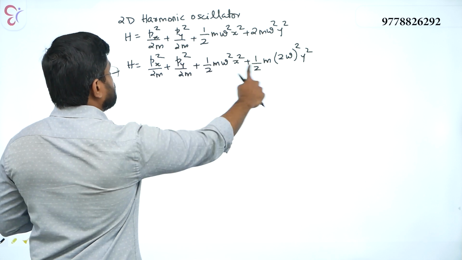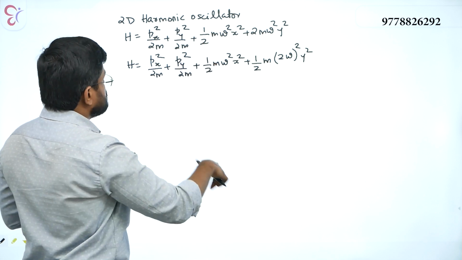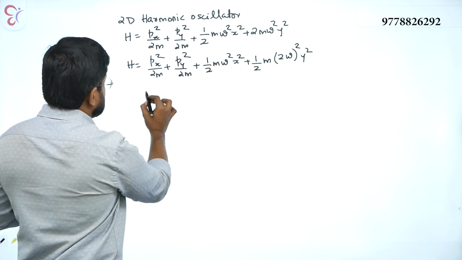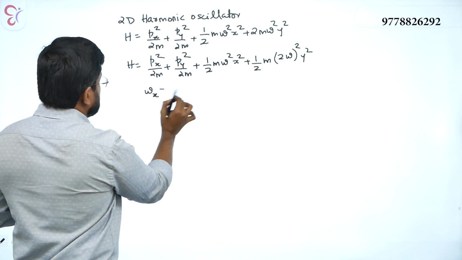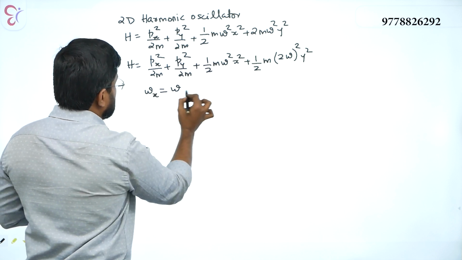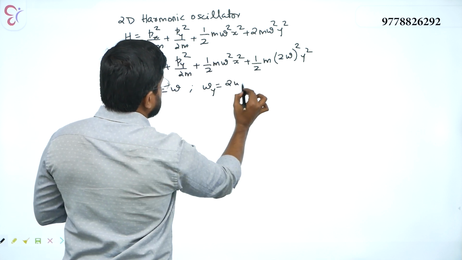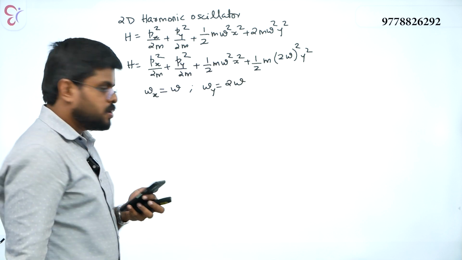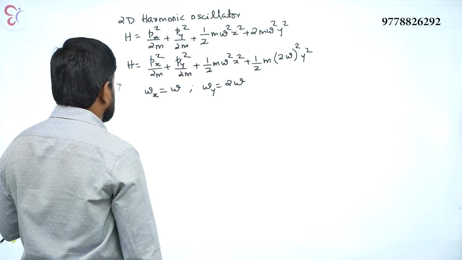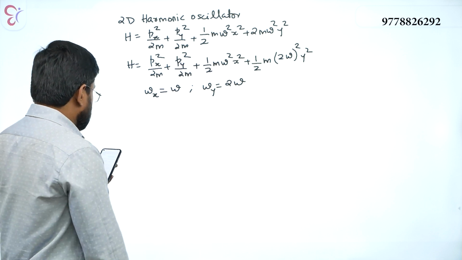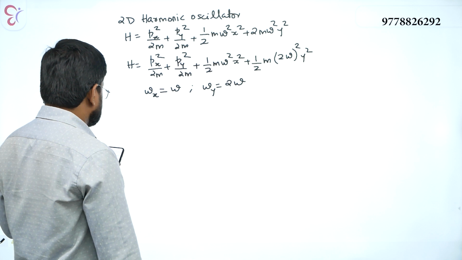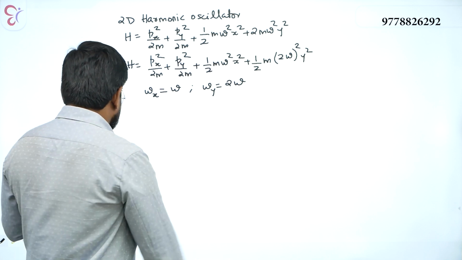So now this is of the same form that we have studied. So from this you can understand the value of omega x. Omega x is equal to omega, and what is omega y? Omega y is 2 omega, isn't it? So you got omega x is equal to omega, and omega y is equal to 2 omega. Clear?